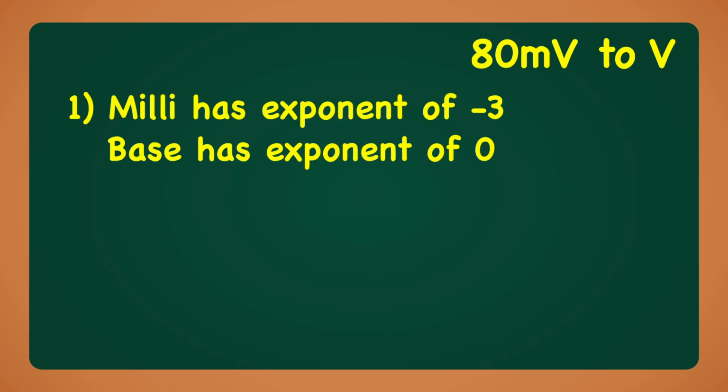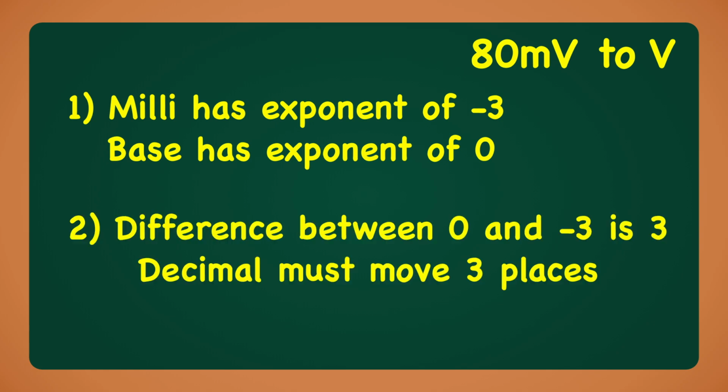Let's try another example, this time using our 4-step metric conversion method. Let's convert 80 millivolts to volts. Step 1, compare the exponents. Looking at the chart, we see that milli has an exponent of -3, while the base unit has an exponent of 0. Step 2, find the absolute difference between the exponents. The exponents differ by 3, so the decimal point must move 3 places.